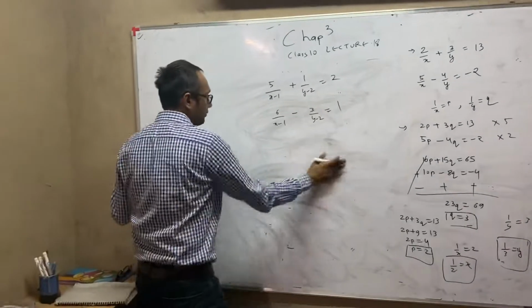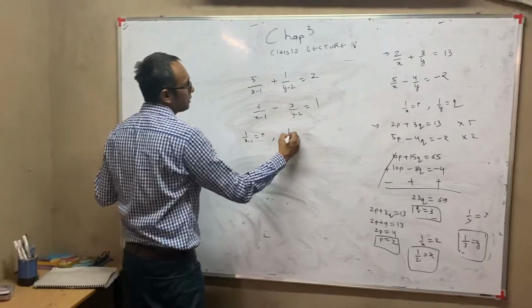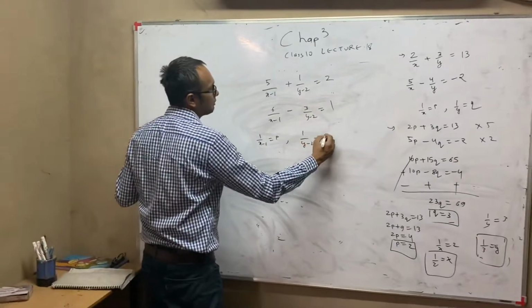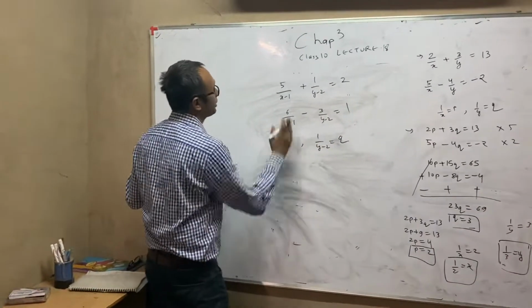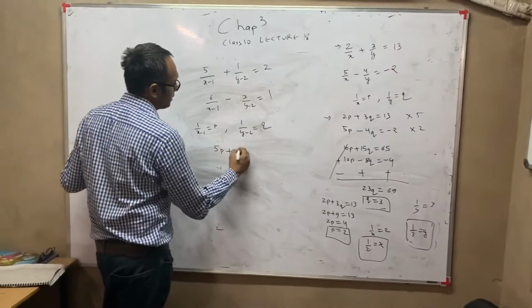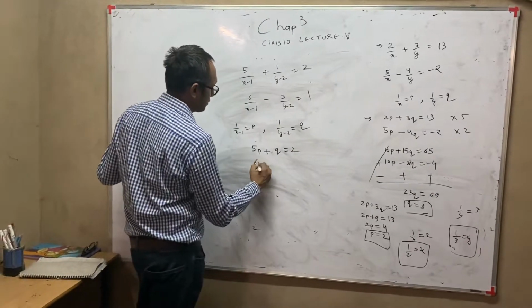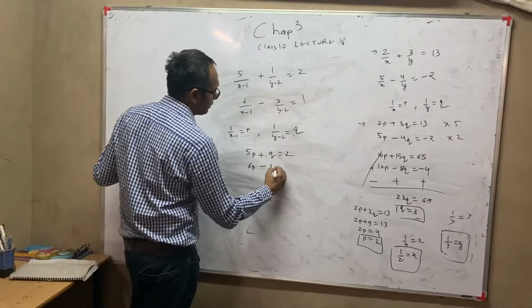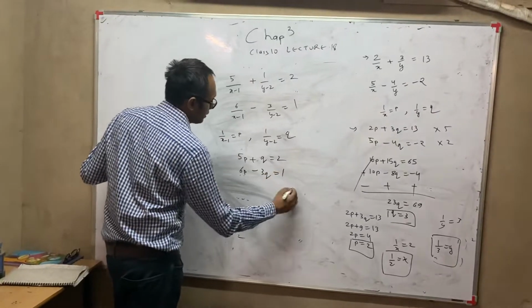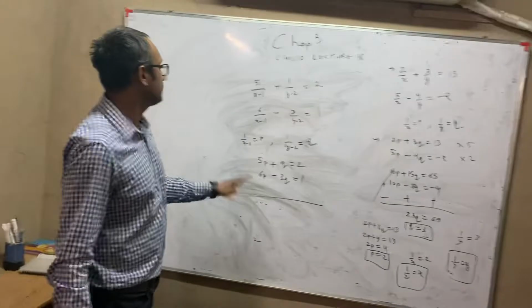Again, the first step you have to do is 1 upon x minus 1 equal to p, 1 upon y minus 2 equal to q. That is the first step. So the equation becomes 5p plus q equal to 2, and this equation 6p minus 3q equal to 1. Now you solve it by any method you want.